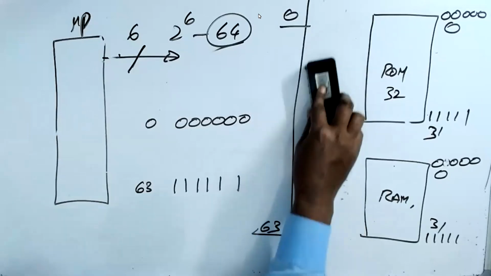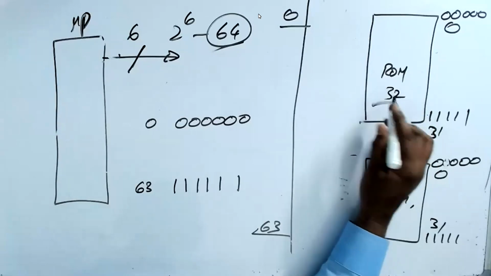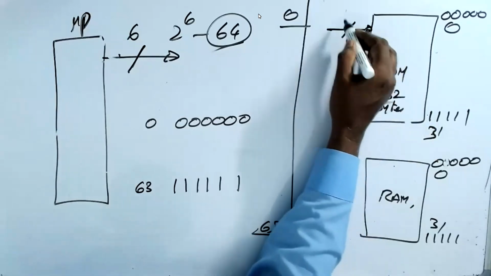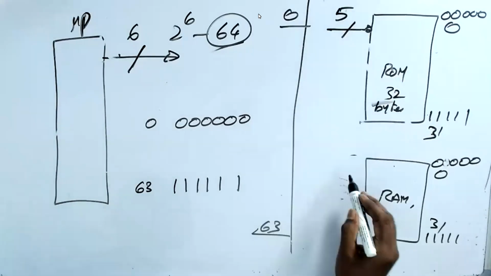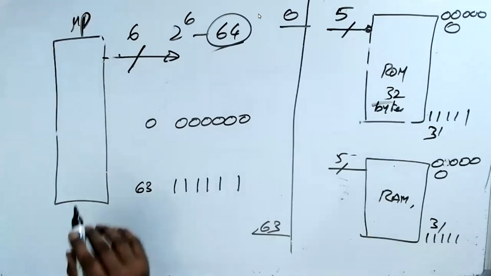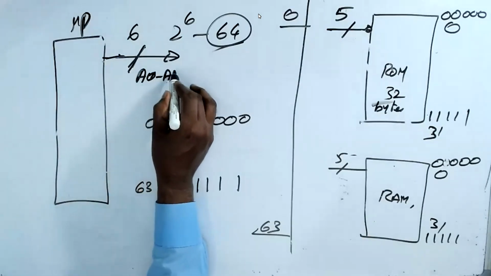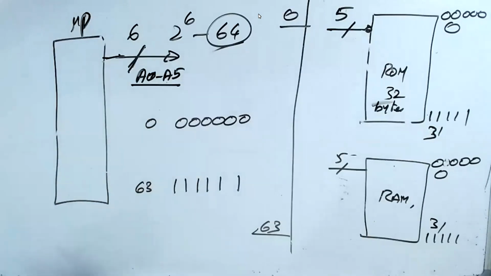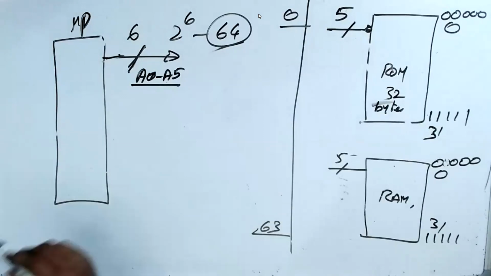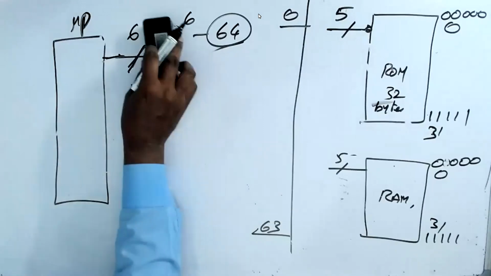The beauty is, this one has how many bytes? 32 bytes. So how many wires does this one have? 5. This one has only 5 wires. Now, this one has 6 wires, A0 to A5. Am I right? You can draw it like this, A0. Let me expand it, then it will be easy for you.